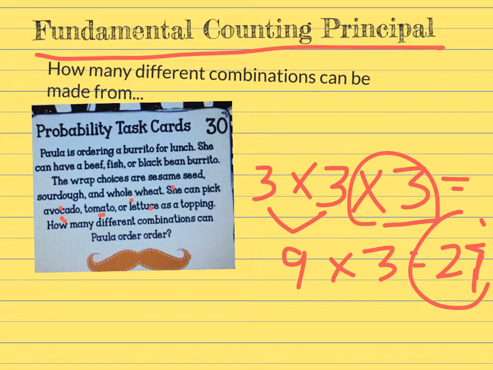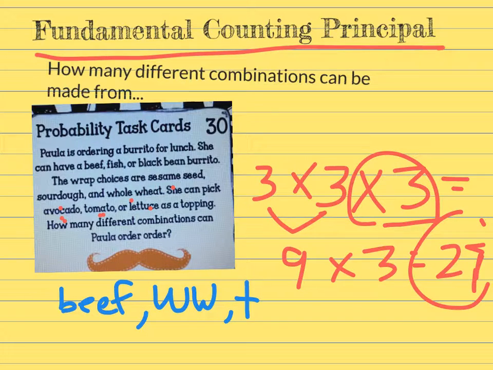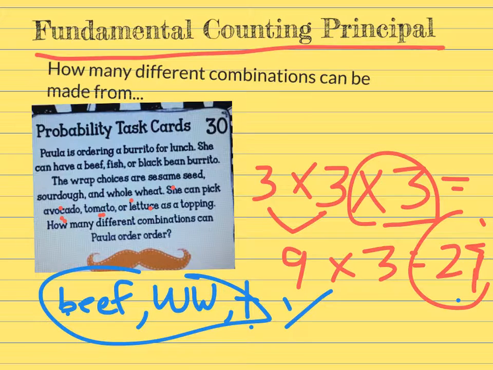All right. Now, if she chose to pick, let's just say beef. So if she picked a beef burrito with whole wheat, I'm just going to say WW, and then she wanted tomato, which I'm going to put just T for topping, then that is just one distinct combination out of the 27 different ones. So if she picked that at random, that would be 1 out of 27 of a possibility that she would choose that one.